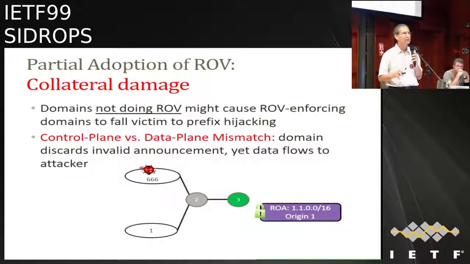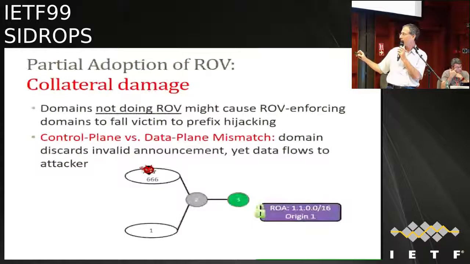And the basic reason is what we call collateral damage. Look at this example. Domain 3 is in green, or AS3 is in green, because it is actually deploying ROV. So that's a good domain. But domain 2 is not deploying. Now, here is our attacker, and here is the good guy, okay?